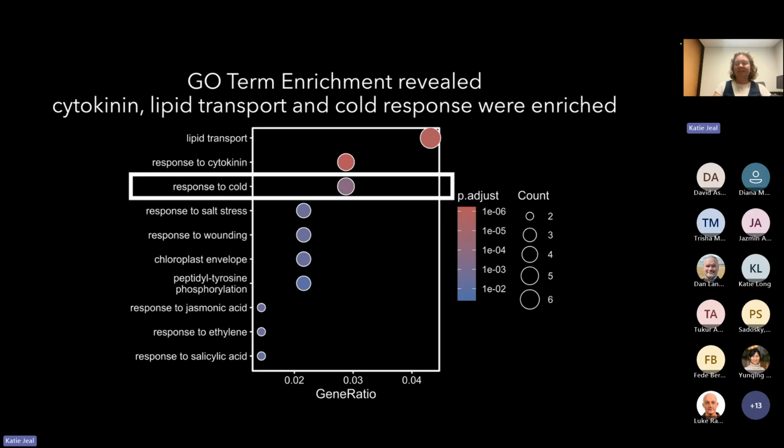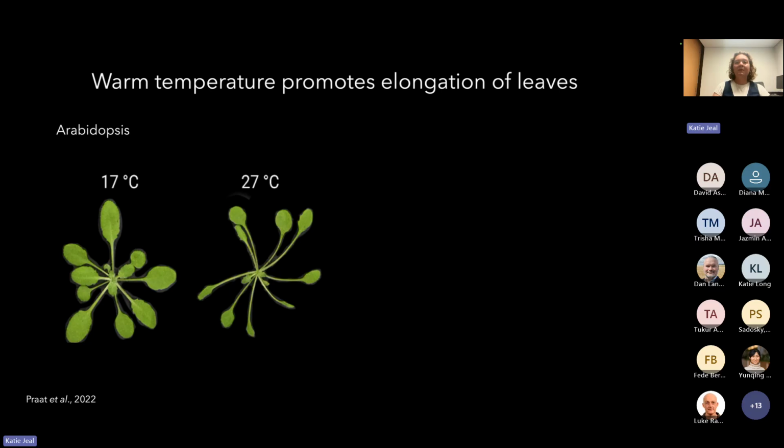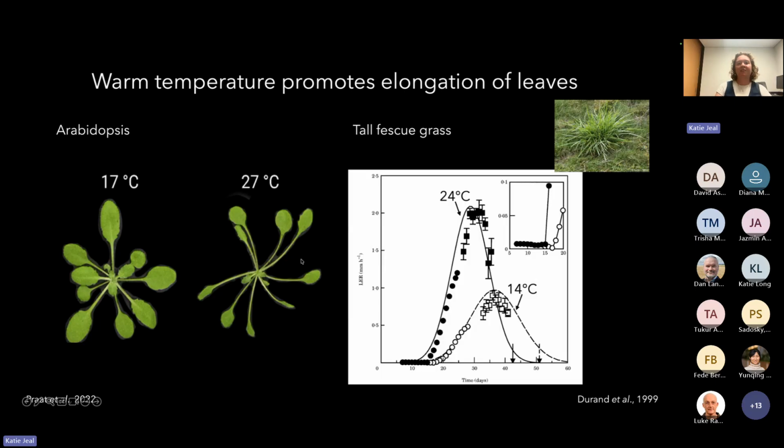So why did we go along this avenue? We went back to the underlying biology. It is well documented in plants like Arabidopsis that an increase in ambient temperature triggers a dramatic elongation of the petiole, as we can see here. And there are reports of this same elongation response in the grasses as well. So this graph shows that an increase in temperature increases the leaf elongation rate.